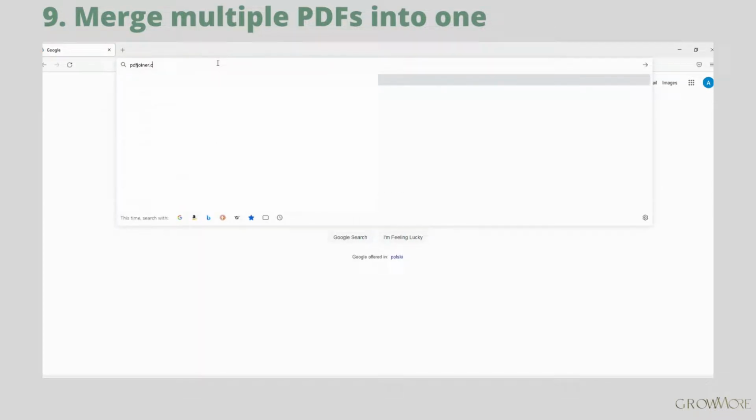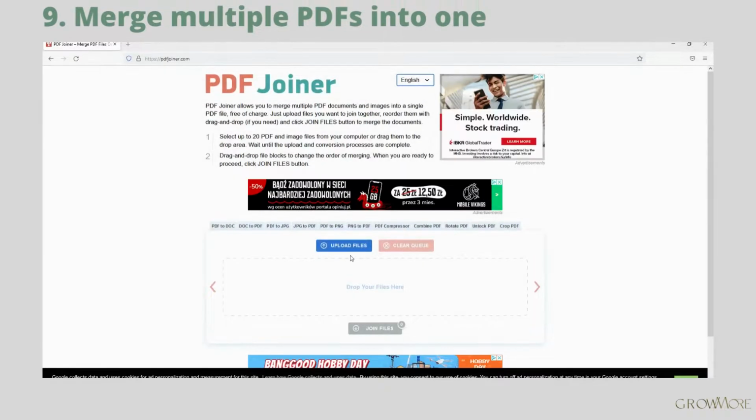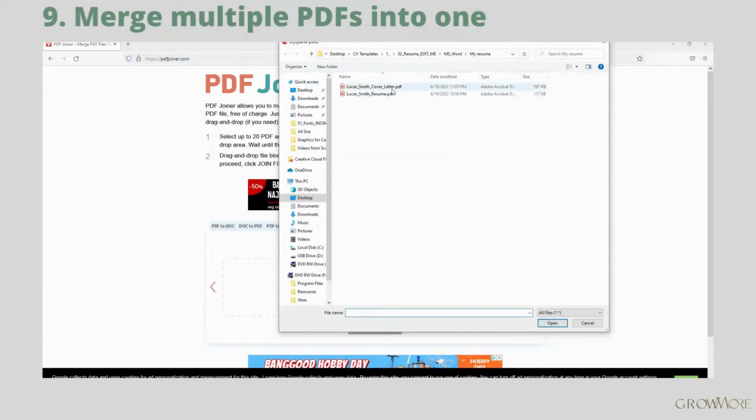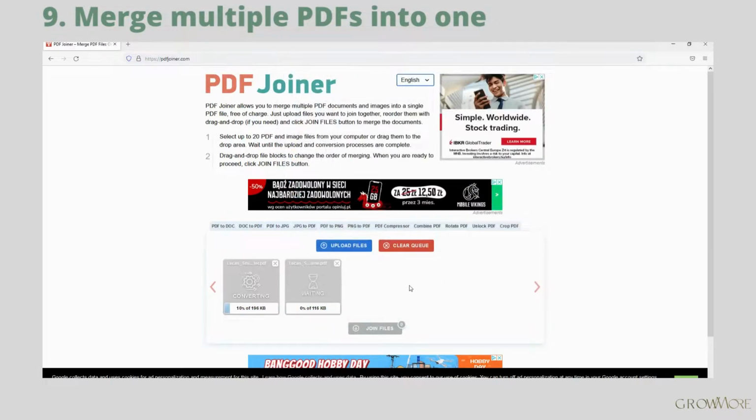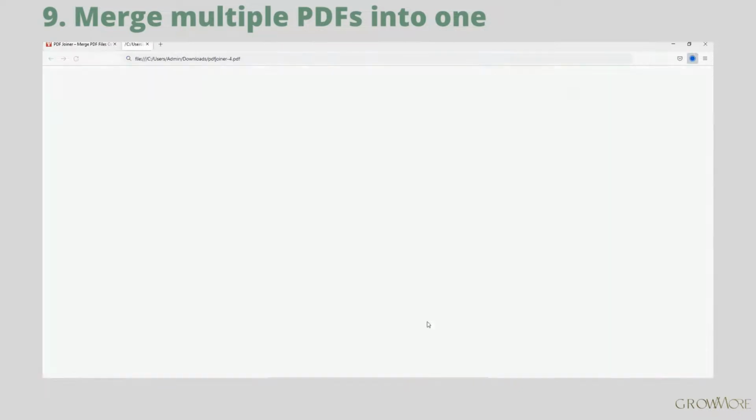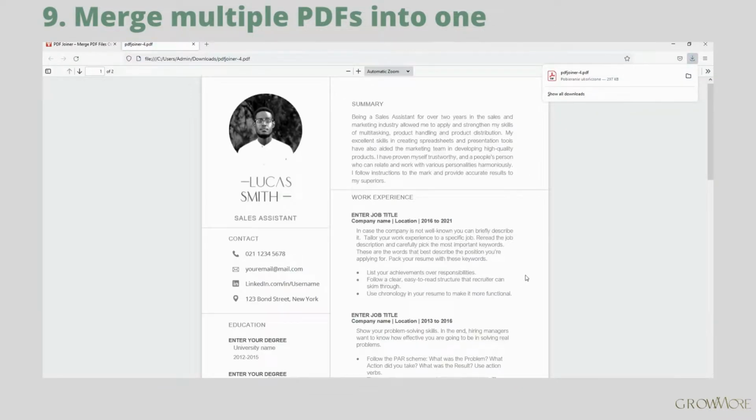Go to pdfjoiner.com, select the files you want to be merged. Remember that they should be placed in the correct order. So in case they are not, click and drag to fix it. That looks good, you can click Join Files. If you have automatic downloads on your computer, you can simply go to Download folder. If not, then click Download icon and choose the location you want it to be saved.